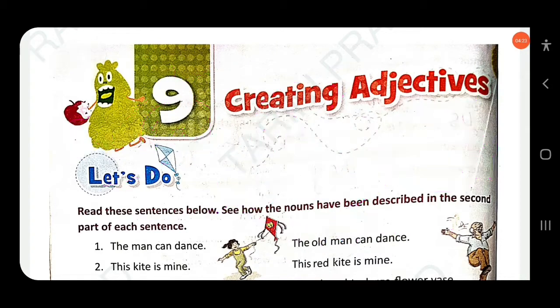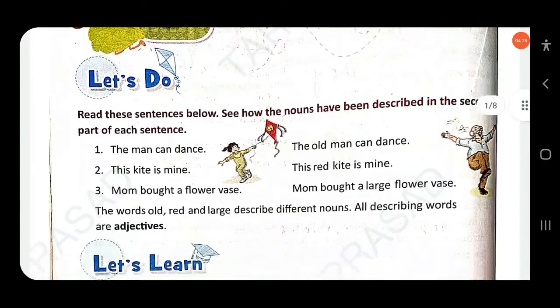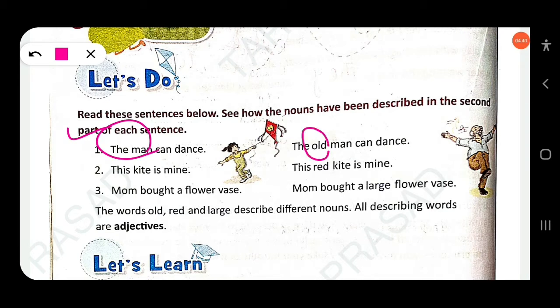Clear? Here, read the sentences below and see how the nouns have been described in the second part of each sentence. The man can dance. In the second, the old man can dance. That means here old gives more information about the man. Whether the man is old or young, the man is old. The old man can dance.